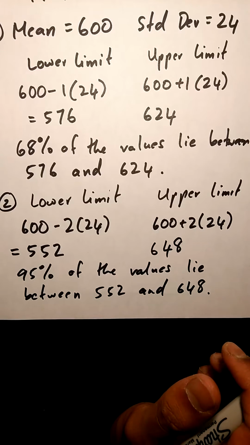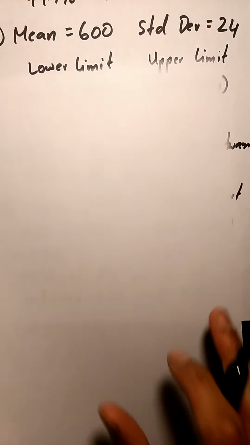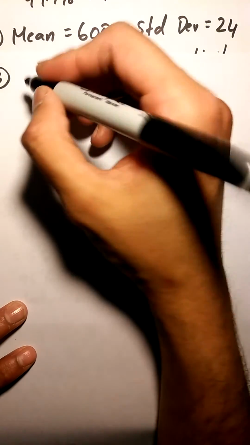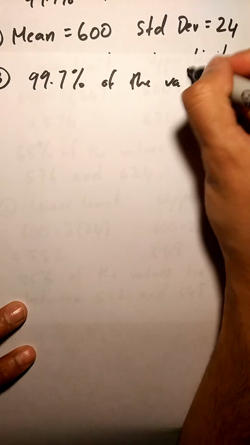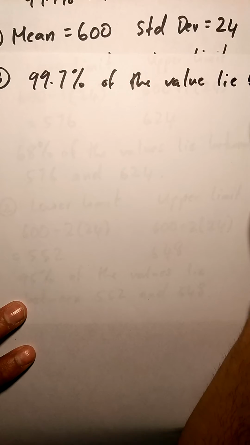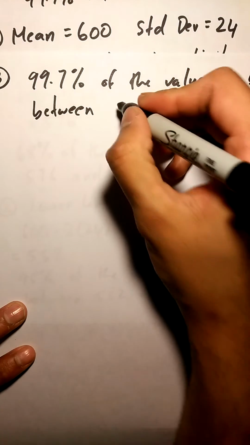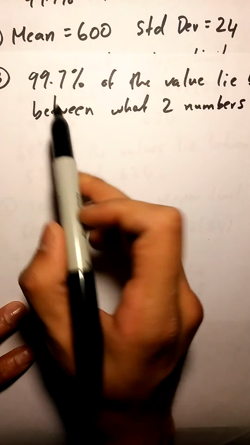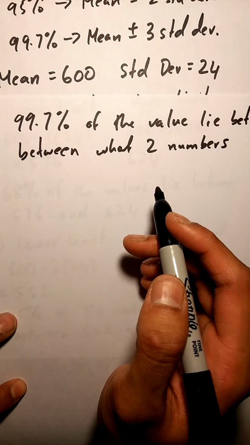Okay, the last possible thing that they can ask us is almost all, or 99.7%, of the values lie between what two numbers. So again, 99.7% corresponds to mean plus or minus 3 standard deviations.